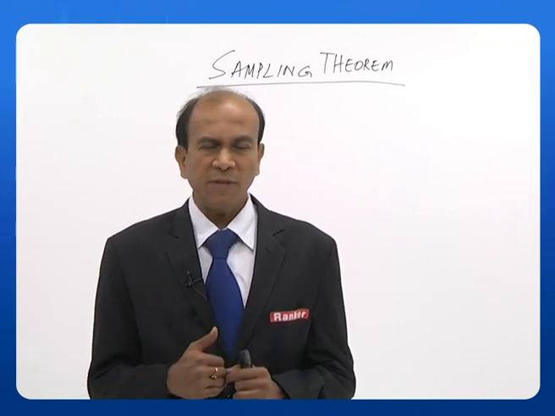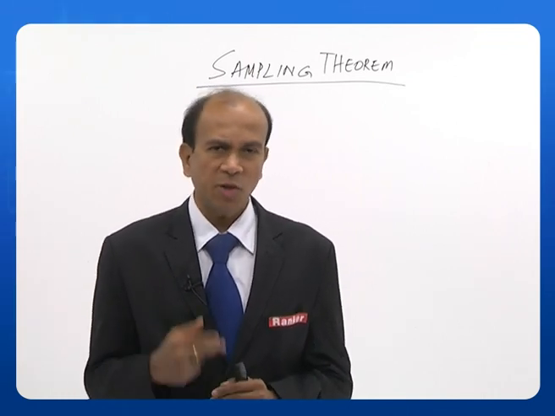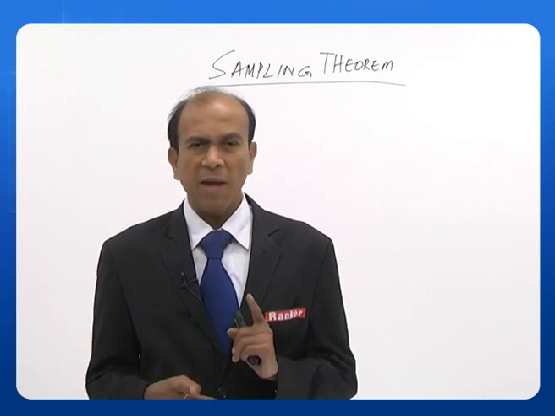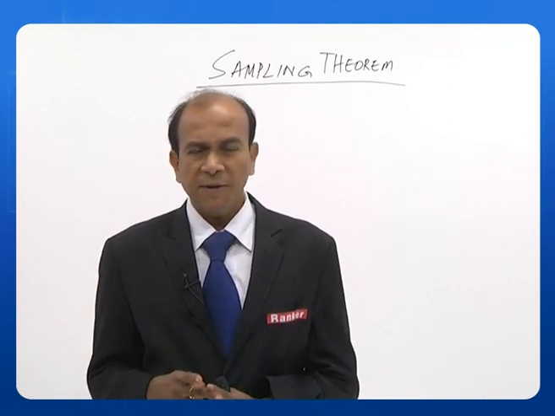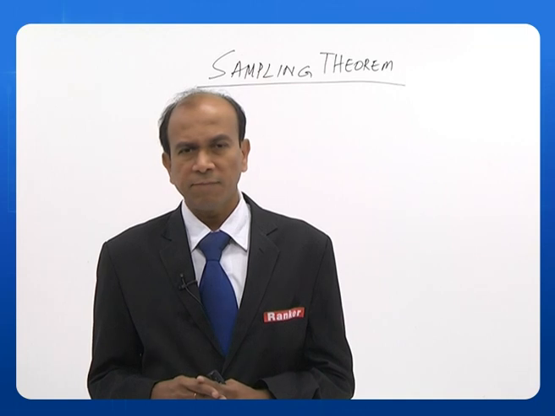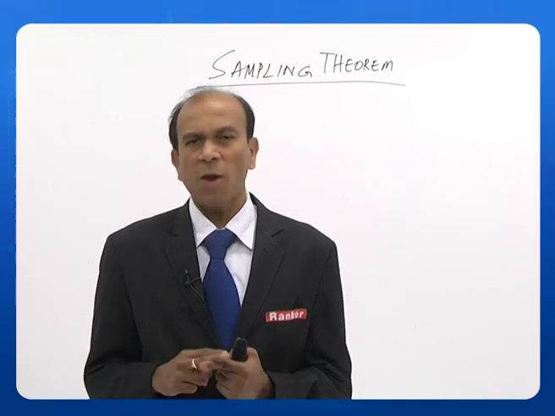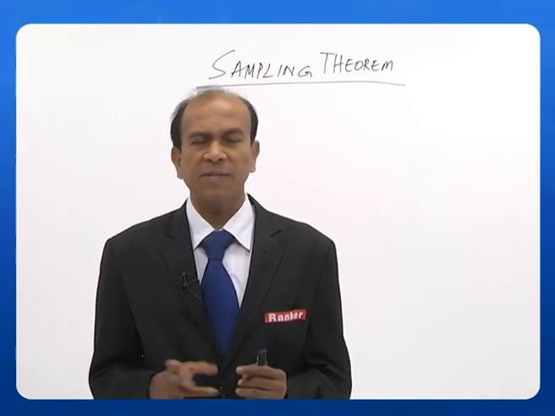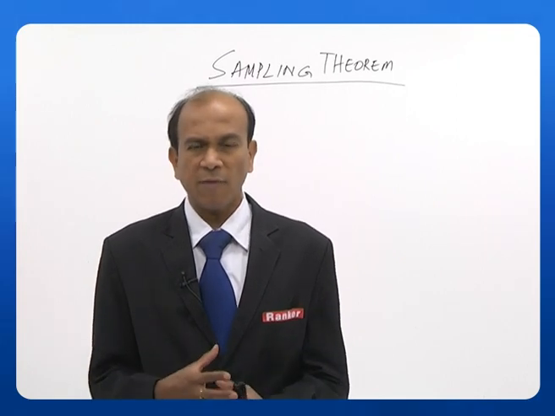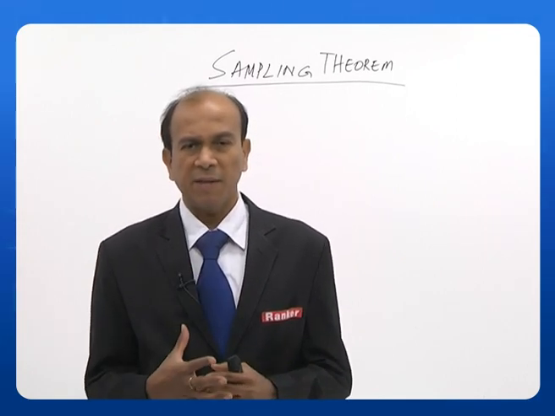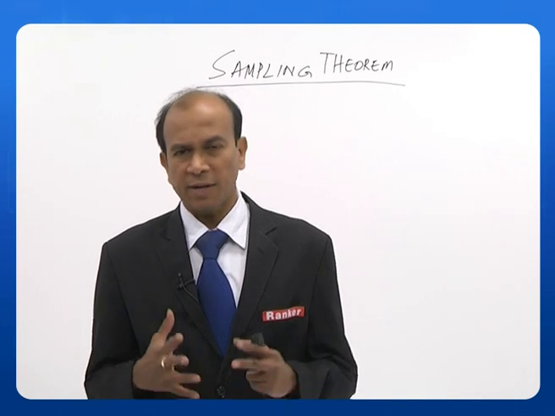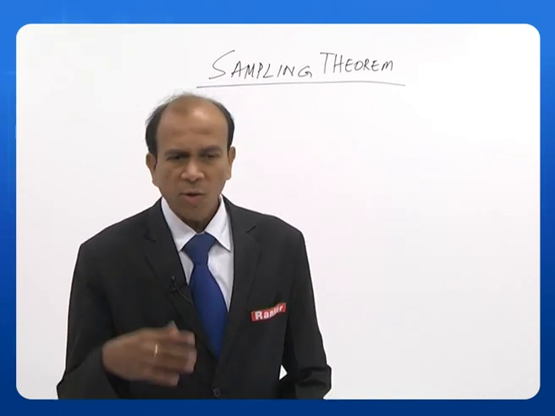So, what are the results of this? When I sample at Fs greater than 2Fm, there are 2 points. One, I will be able to represent the original signal in a discrete form completely. Second, I will be able to recover the original signal from the sampled version. So, as per the sampling theorem, Fs must be greater than 2Fm.